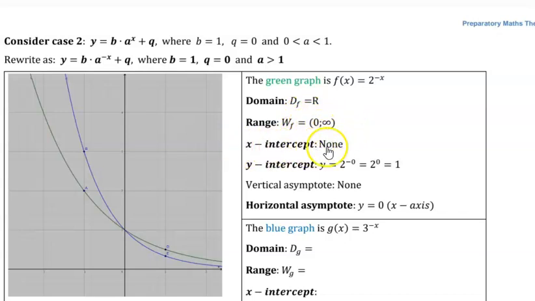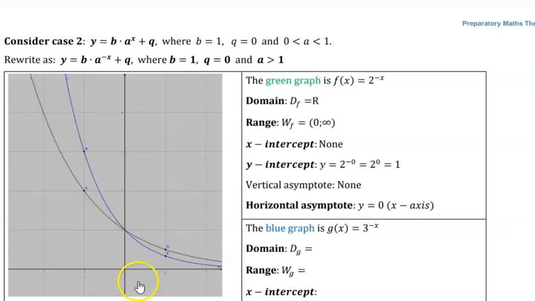I do not have any x-intercept, but my y-intercept will be at 2 to the minus 0, which is 2 to the plus 0, which is equal to 1. Remember, plus 0 and minus 0 is exactly the same. Then my horizontal asymptote again is the x-axis, or y equal to 0. Horizontal is always y equals something. Vertical asymptote is always x equal to something.